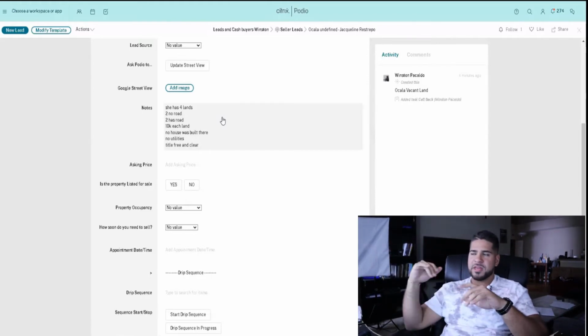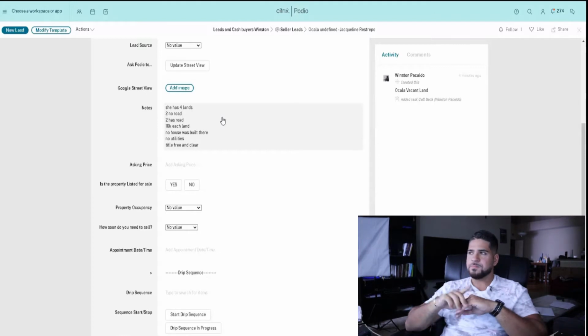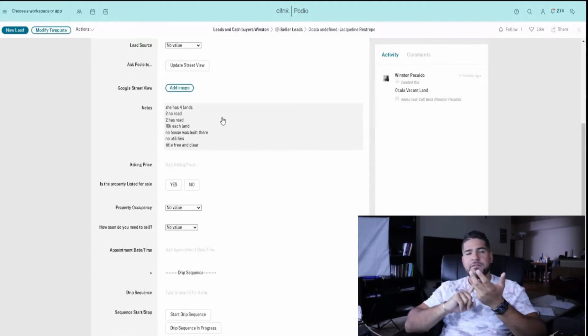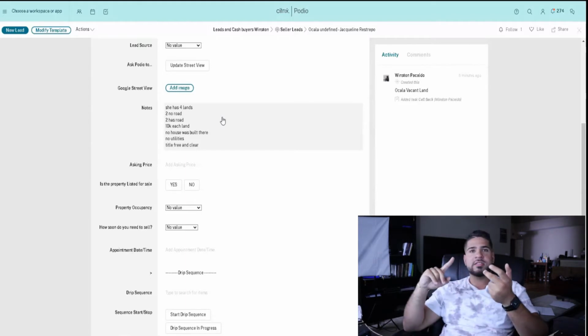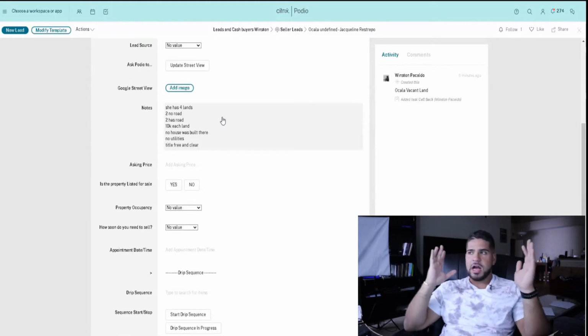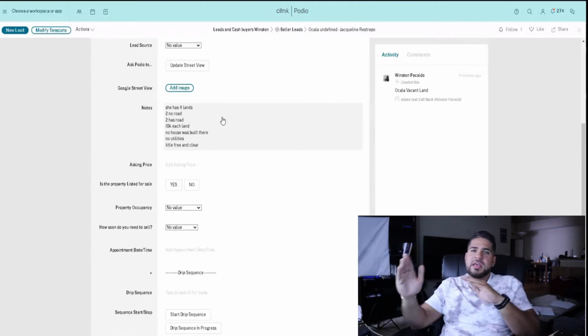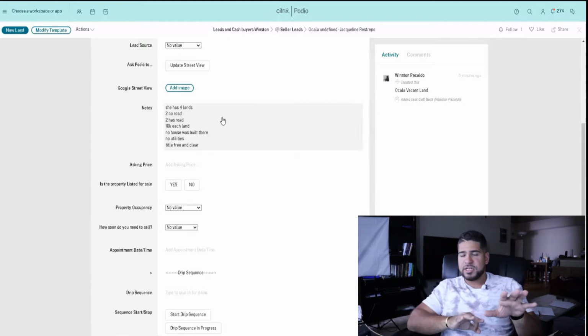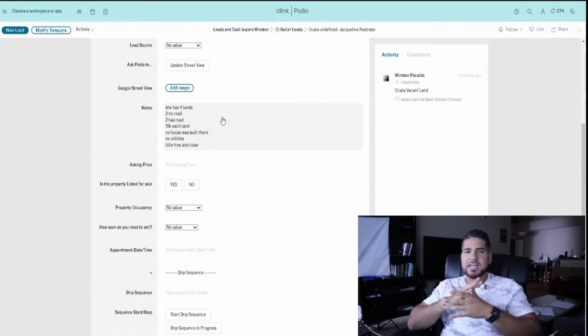Then after my manager VA puts in the offer, they are responsible for working on this lead until we either get the offer accepted, until we get the price from the seller, or until it's a dead deal. Until whatever the outcome is, my original VA that called that lead and got the information is responsible for it.